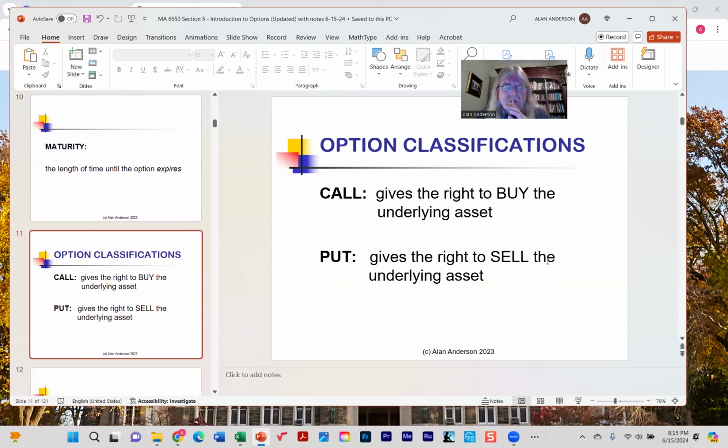Now, here's what we also need to know. The option that lets you buy something, instead of calling it a long position, is known as a call. The one that gives you the right to sell is known as a put. So the terminology is a little bit different here. A call gives you the right to buy. A put gives you the right to sell.